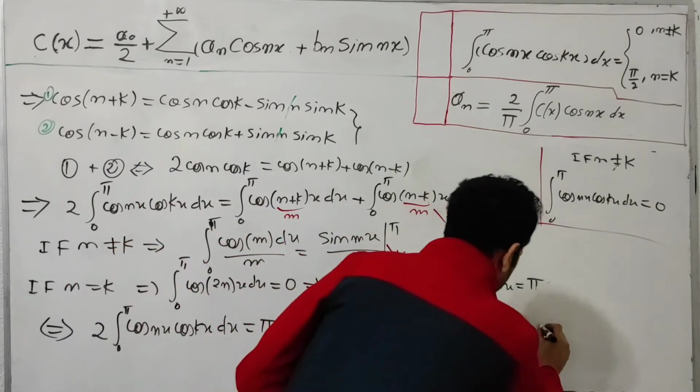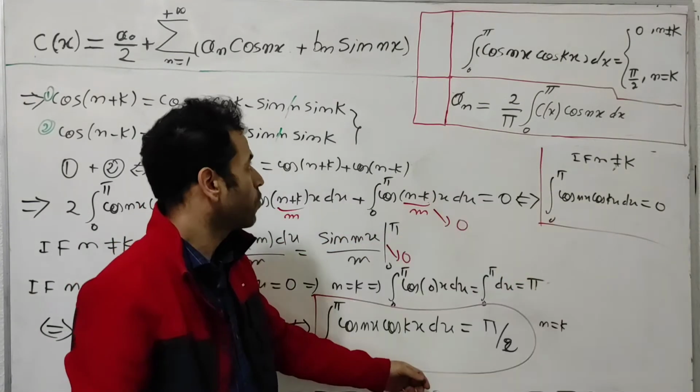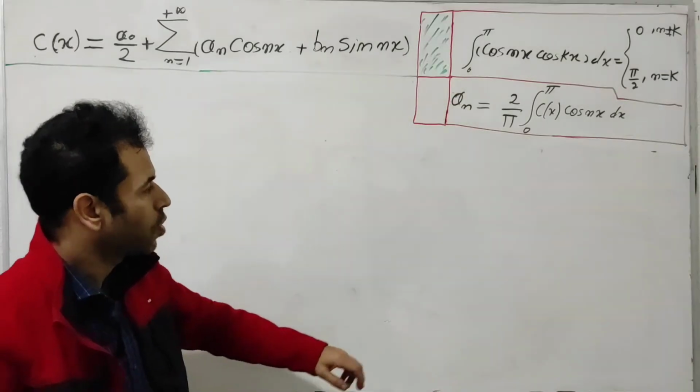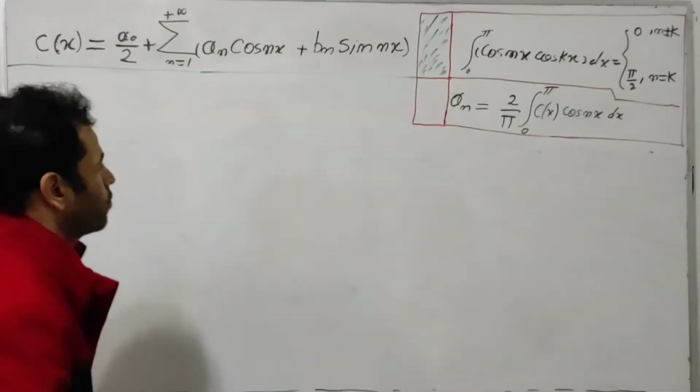This is for n equal to k. Okay. Now the first identity is proven. Now let's go ahead and prove this one, the n-th Fourier coefficient.